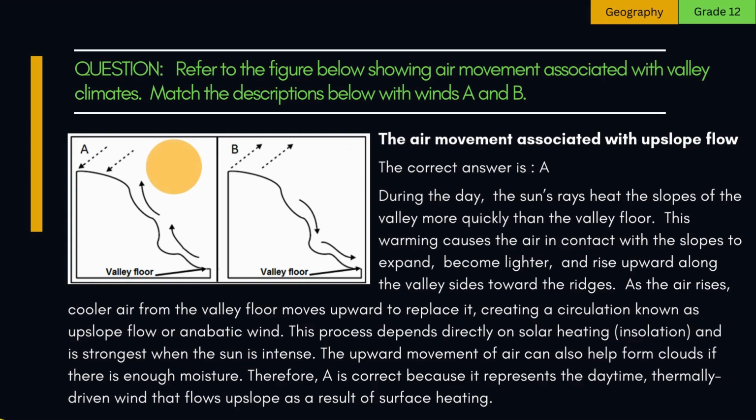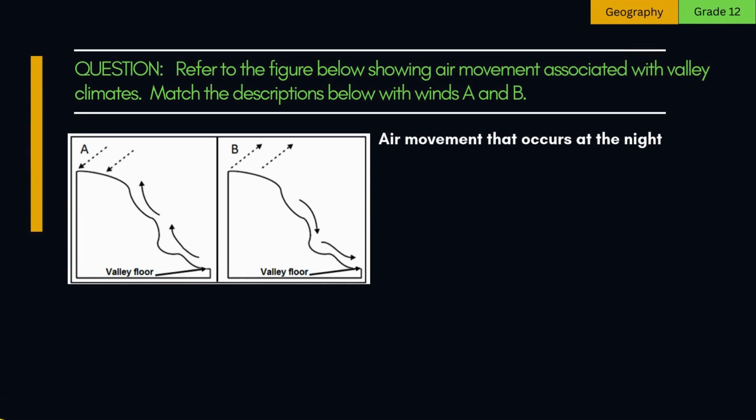This process depends directly on solar heating, insolation, and is strongest when the sun is intense. The upward movement of air can also help form clouds if there is enough moisture. Therefore, A is correct because it represents the daytime, thermally driven wind that flows upslope as a result of surface heating. 2. Air movement that occurs at the night.